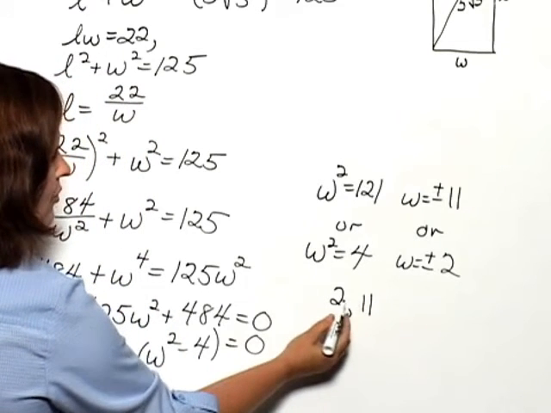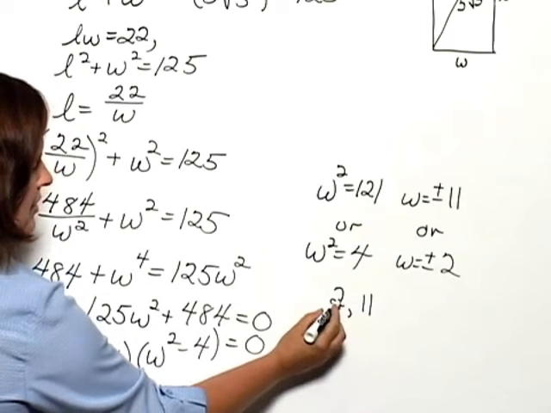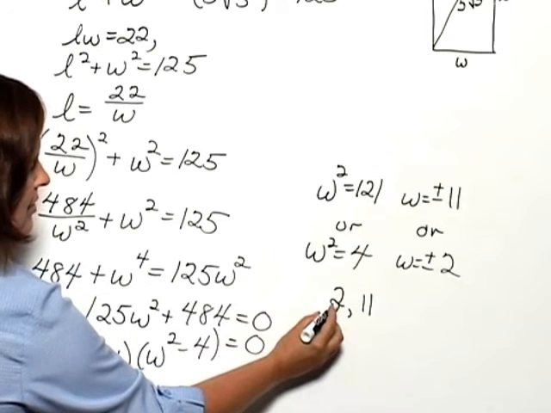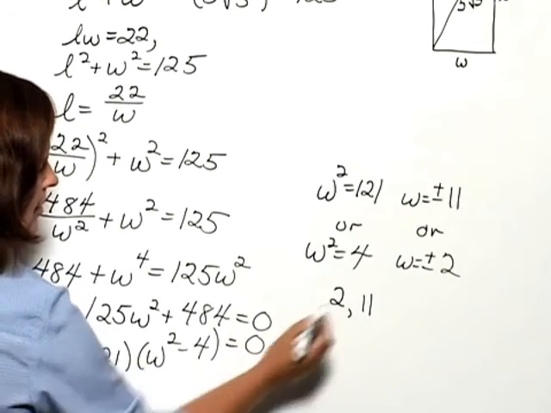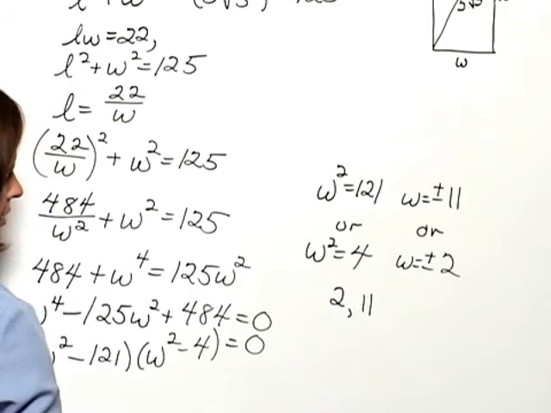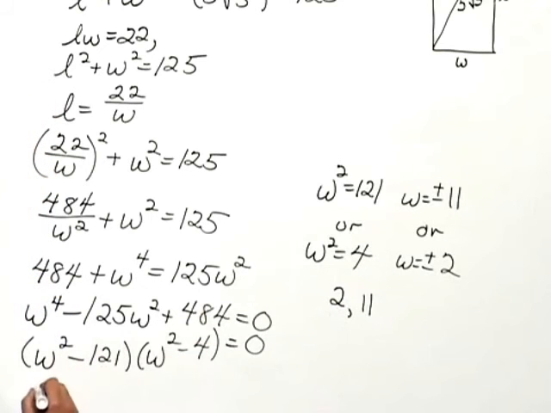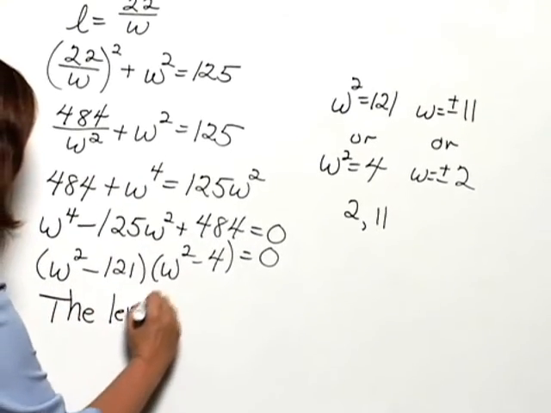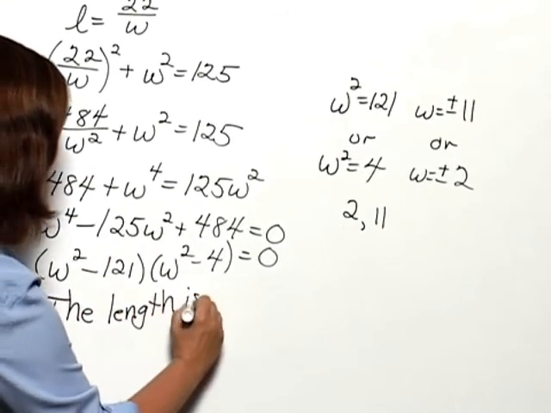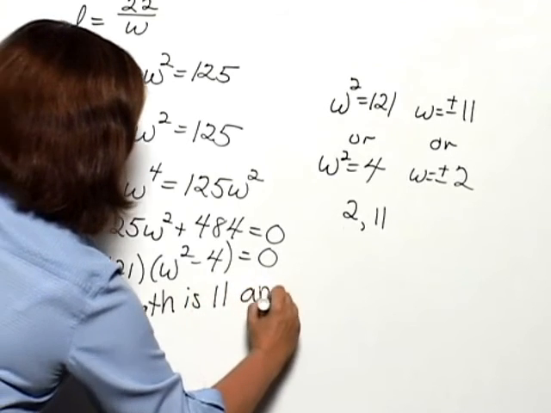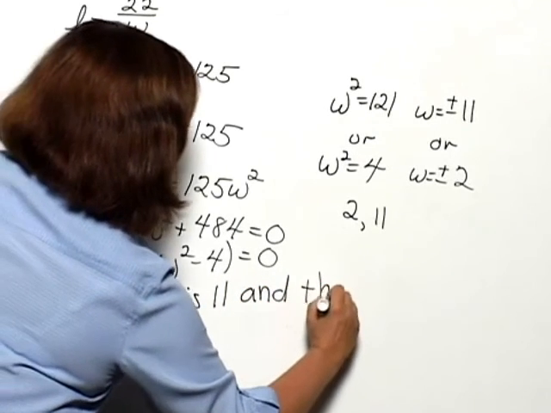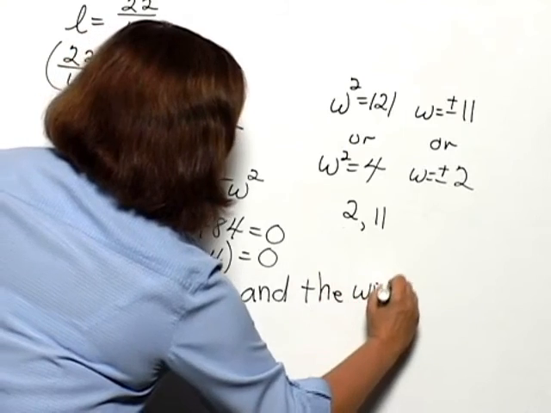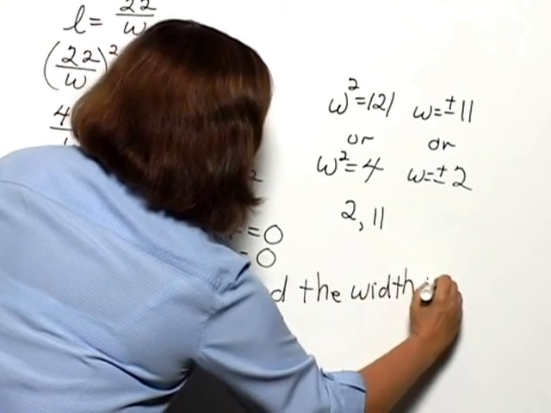We could really let either one be the width or the length, but since width is usually considered to be less than the length, we'll say 2 is the width and 11 is the length. So we finish by writing the length is 11 and the width is 2.